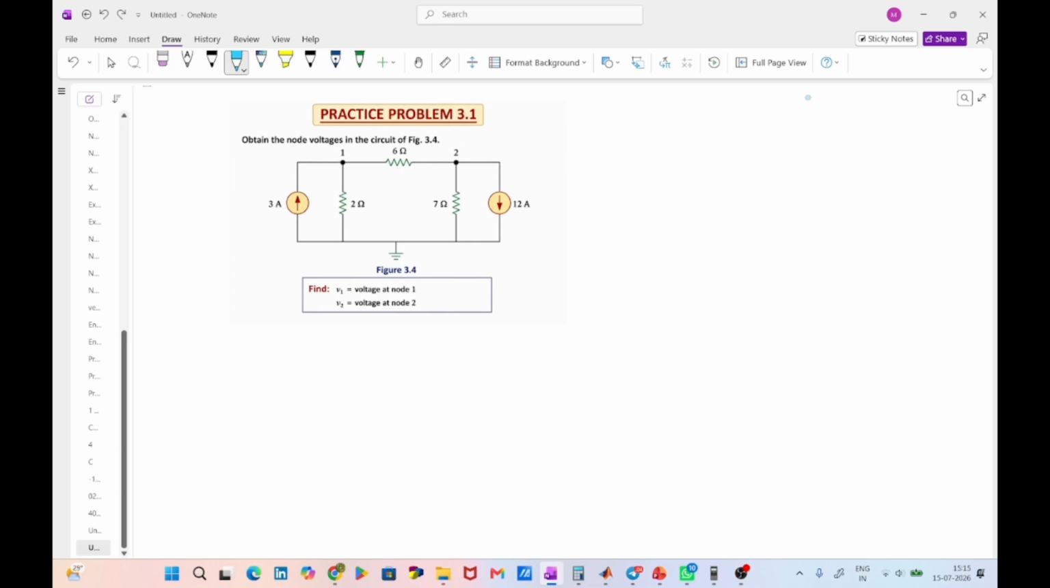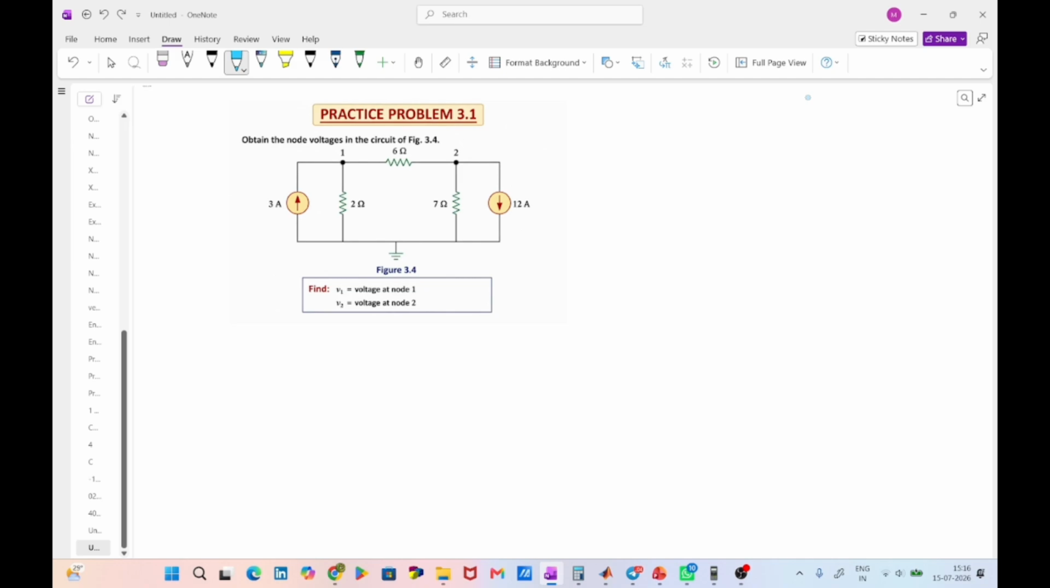Obtain the node voltages in the circuit of figure 3.4. Here you are seeing the circuit on the screen. We need to find V1 and V2. This problem is taken from the Fundamentals of Electric Circuits textbook by Charles K. Alexander and Matthew N. O. Sadiku. Okay guys, let us solve this problem.